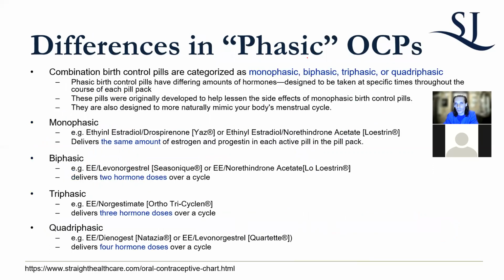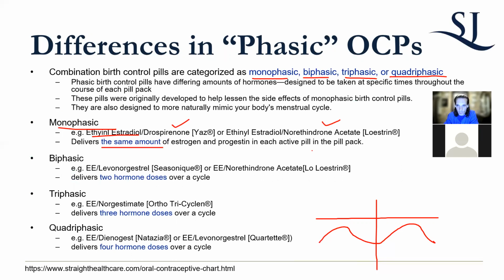There are different phases. You'll hear "phasics," right? That's sometimes confusing. So monophasic, biphasic, triphasic, quadriphasic, what does it all mean? If you look at the menstrual cycle, you see something that looks like this, right? It's not one line. That's what a monophasic is. The examples are all ethinyl estradiol plus the progesterone, as I mentioned. So this one is just drospirenone, which is called Yaz, or norethindrone, which is low estrogen. It delivers the same amount of estrogen and progesterone per each pack.